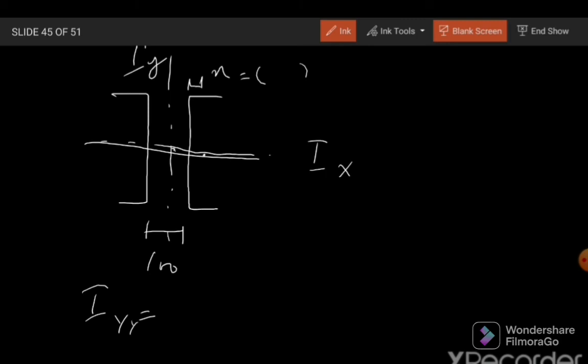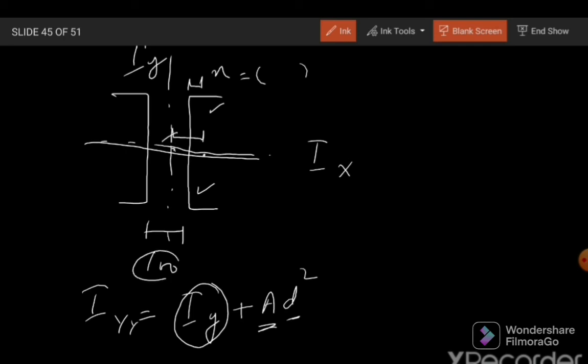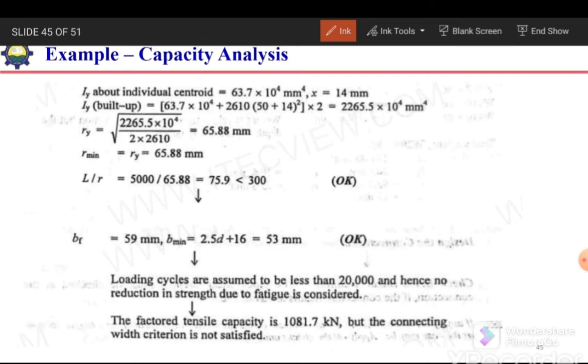To calculate the Iy, we need to use this formula: Iy of built up section, or we can say Iyy, is equal to Iy, the second moment of area of the single channel section, plus A D square. We can select this value from the table as we have seen earlier, and we can also get the area of this single channel section from the table, which is 2610. This D distance is from this centroid up to this new axis, which is x, 40, plus half of this 100 millimeters. So D will be equal to 40 plus 50. When we substitute this D value, we can get the Iy of the built up section.